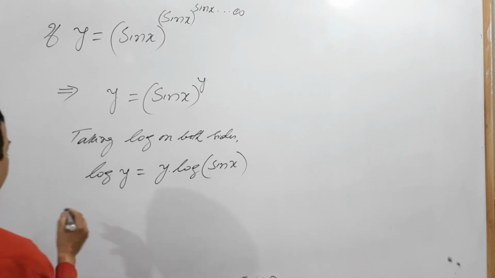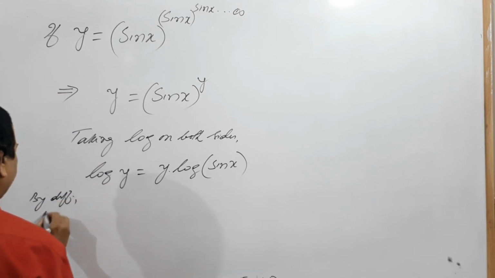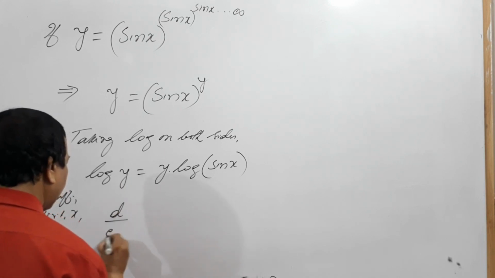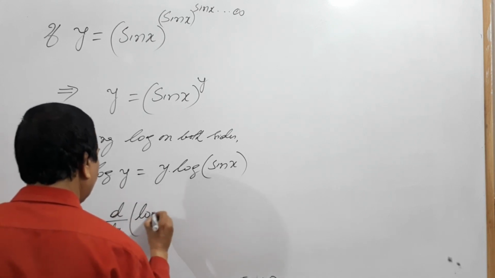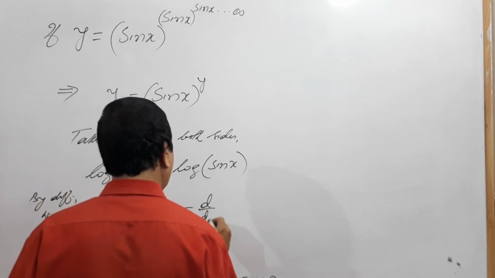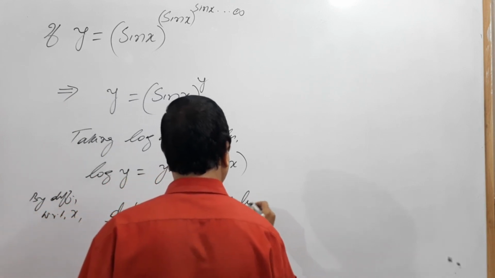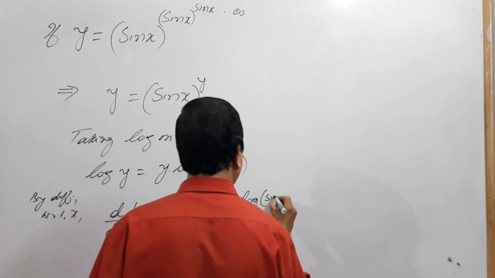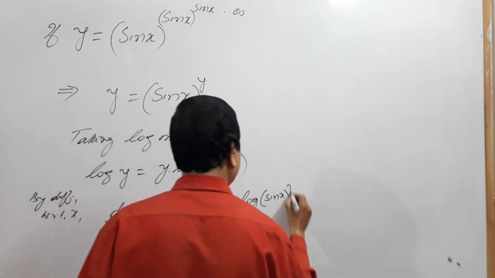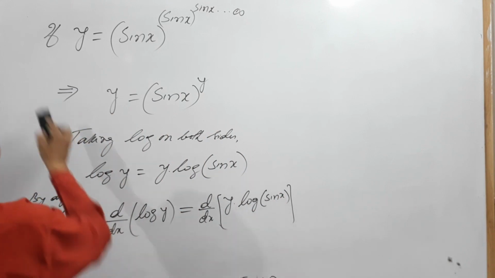By differentiating with respect to x, what happens? d by dx of log y equals d by dx of y log of sin x. I'll use a square bracket. Now use the product rule for this. Let's start.